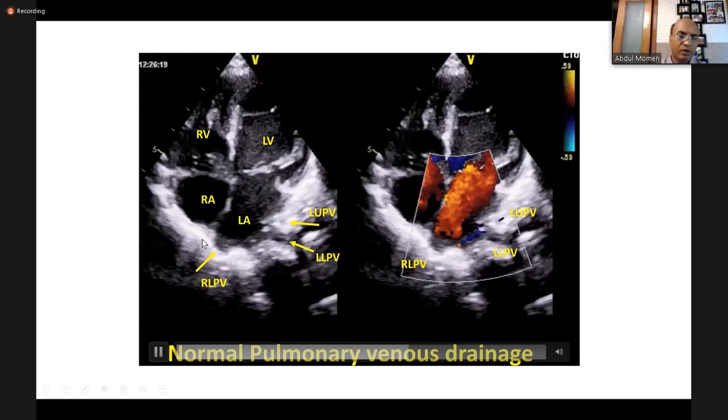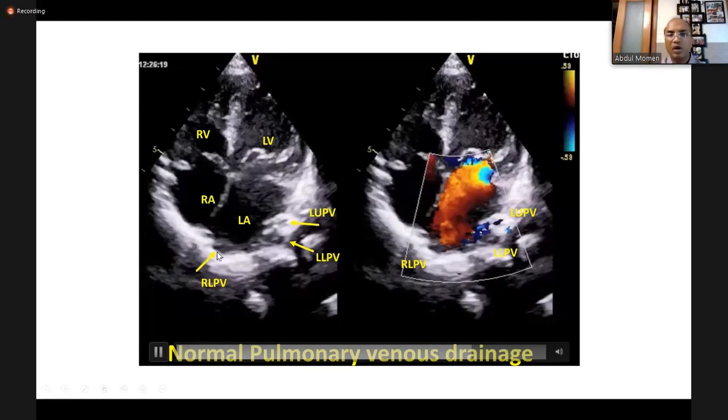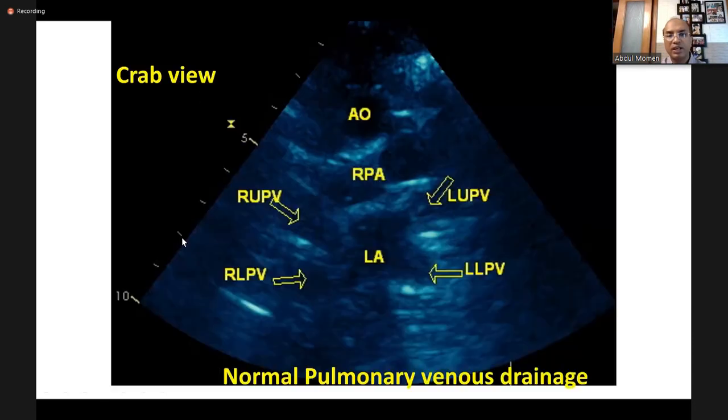And in the crab view, which is also the modified parasternal short axis view, here we can get all the four veins. This is not easy in adult patients. This is in a pediatric patient, where we are getting all the four pulmonary veins. This is our right pulmonary artery, and this is the RUPV, LUPV. So if we get at least three veins in transthoracic echo, we can assume that there is no presence of at least significant left to right anomalous pulmonary venous drainage.